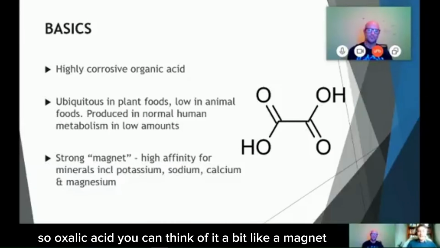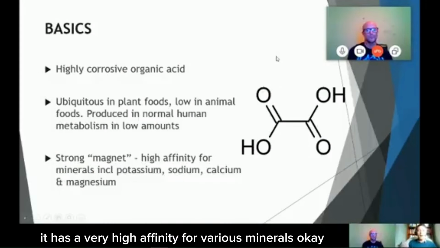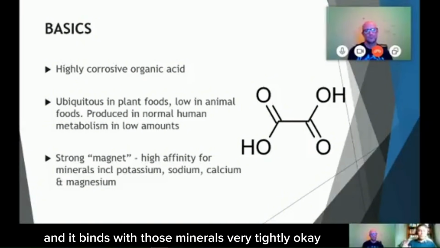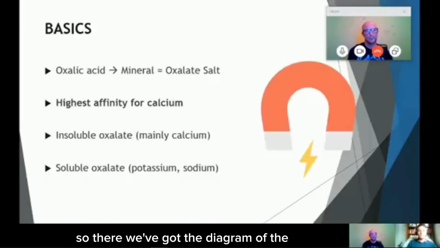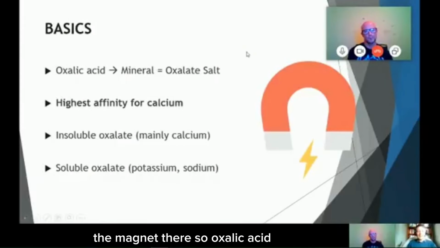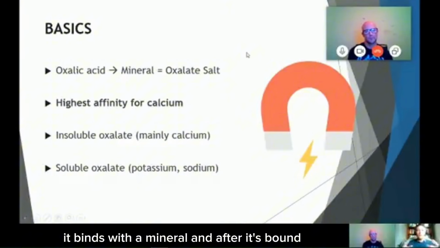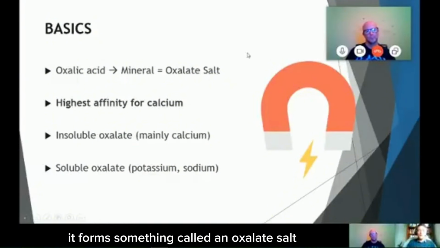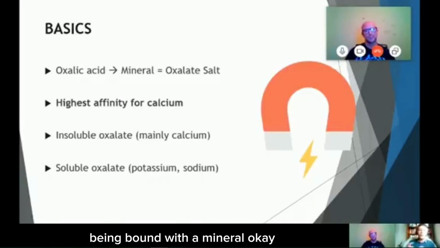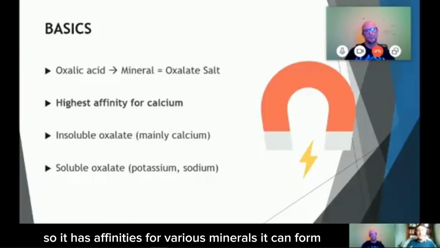Okay, so oxalic acid, you can think of it a bit like a magnet. It's a magnet in that it has a very high affinity for various minerals. So it comes along and it binds with those minerals very tightly. So there we've got the diagram of the magnet. When you have oxalic acid, it binds with the mineral, and after it's bound, it forms something called an oxalate salt. And that's what we're referring to when we're talking about oxalate. Oxalate is generally not referring just to the oxalic acid, but to it being bound with a mineral.